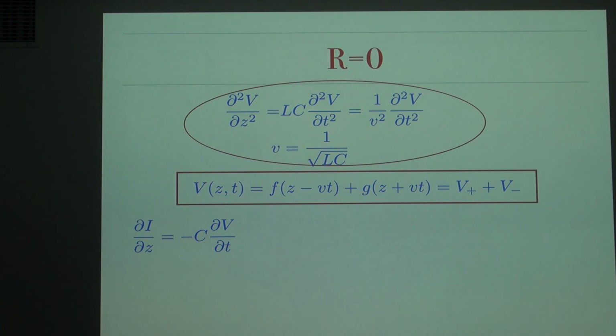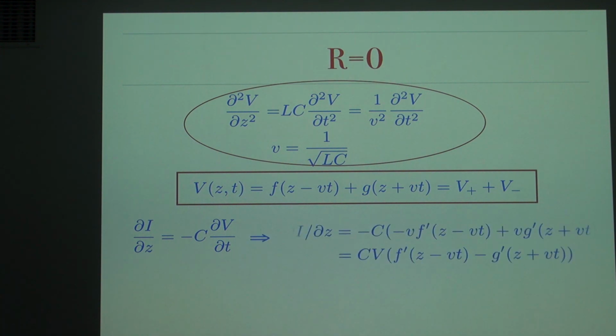I can call these two functions v plus and v minus, a voltage going right and a voltage going left in my picture. So let's recall our first equation, that the z derivative of the electric current is proportional to the time derivative of the voltage.